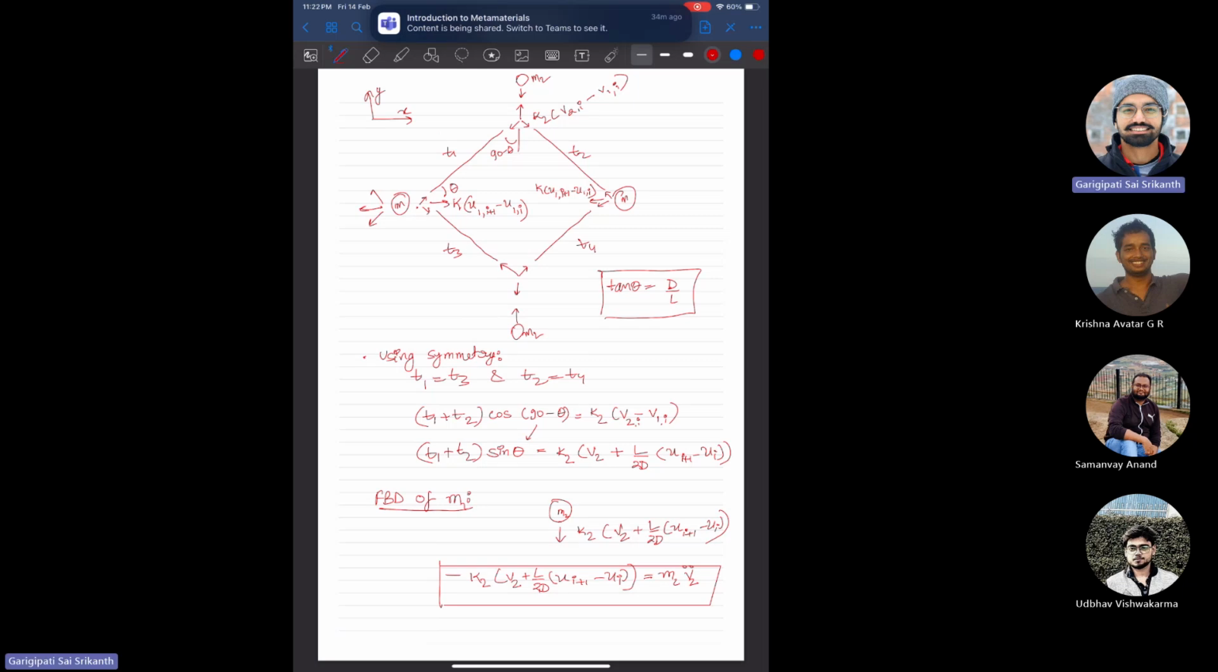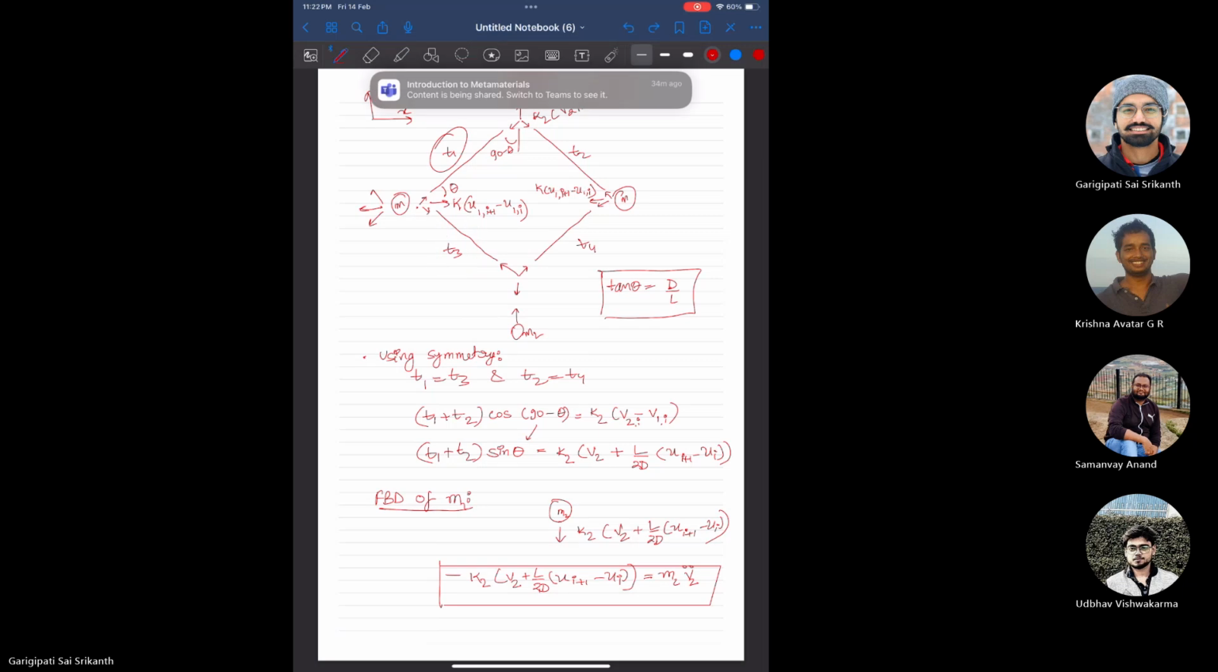As we see that T1 is equal to T3, the component of T1 in x will be T1 cos theta. So it will be T1 cos theta.